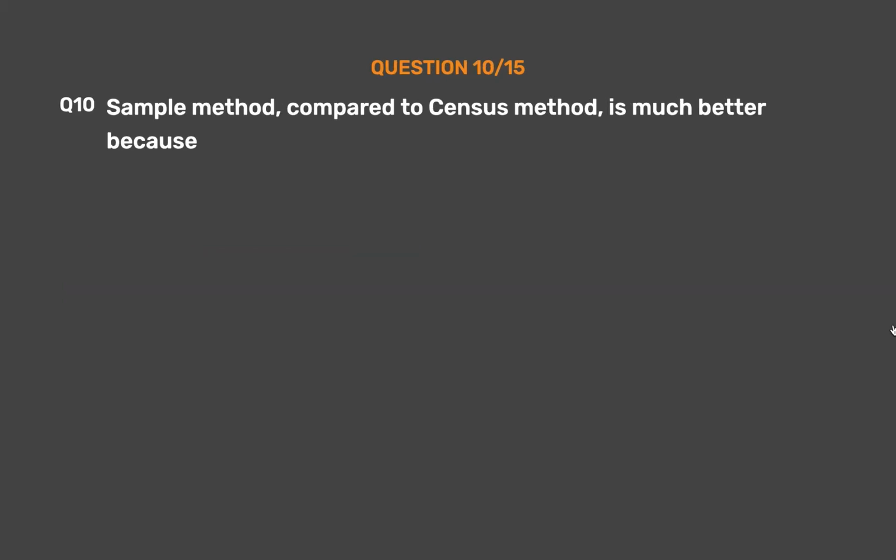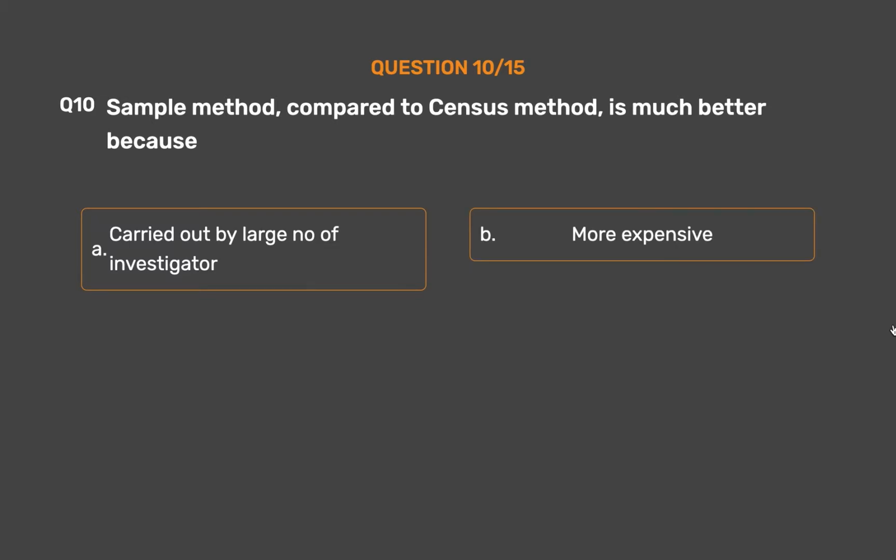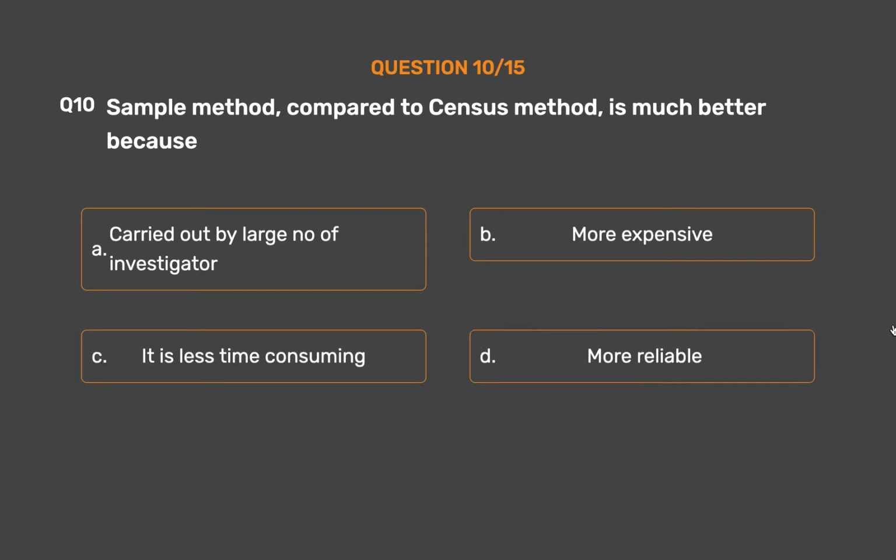Question number 10. Sample method, compared to census method, is much better because Option A. Carried out by large number of investigators. Option B. More expensive. Option C. It is less time consuming. Option D. More reliable.